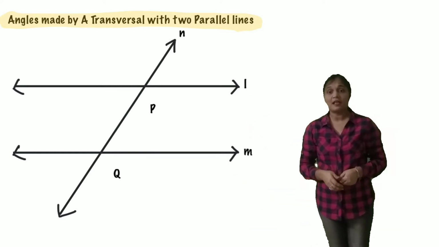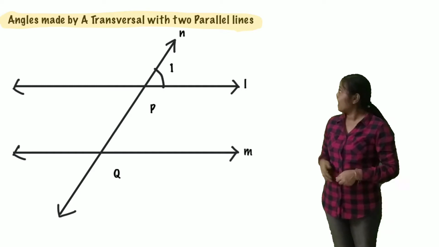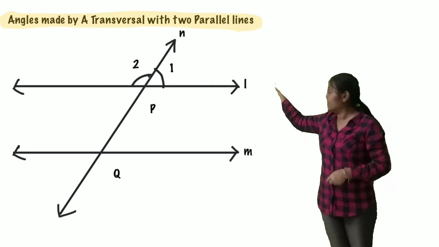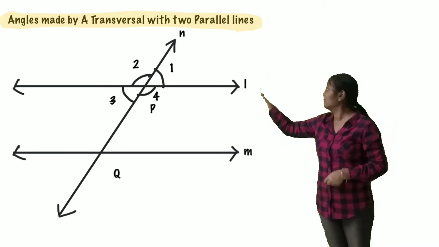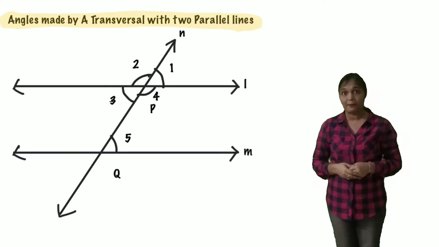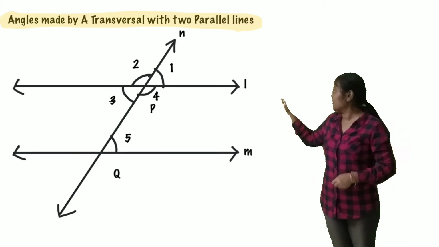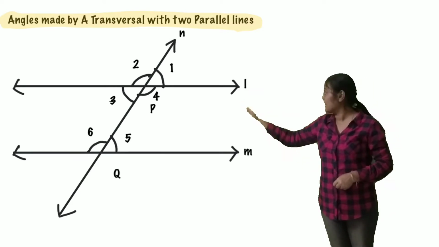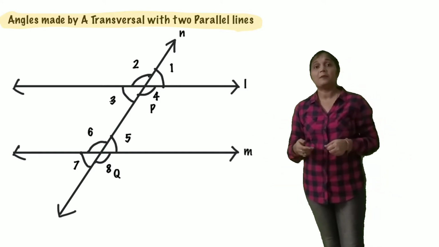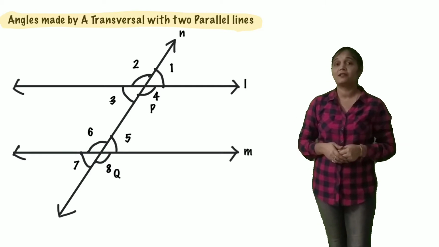The transversal forms four angles at line L, which are angle 1, angle 2, angle 3 and angle 4, and four angles at line M, which are angle 5, angle 6, angle 7 and angle 8. Let's understand the types of angles formed by this transversal.